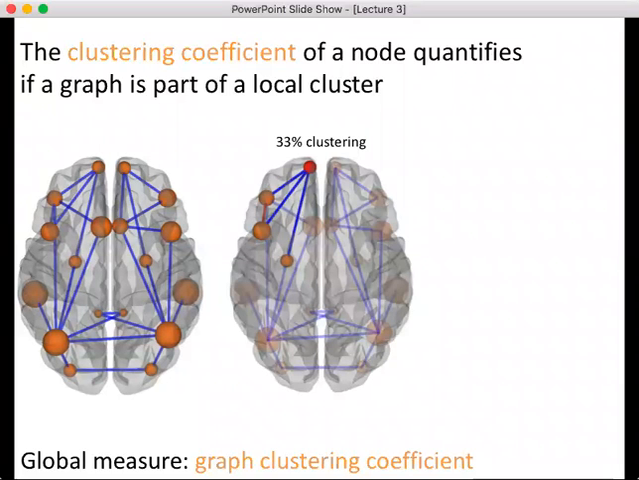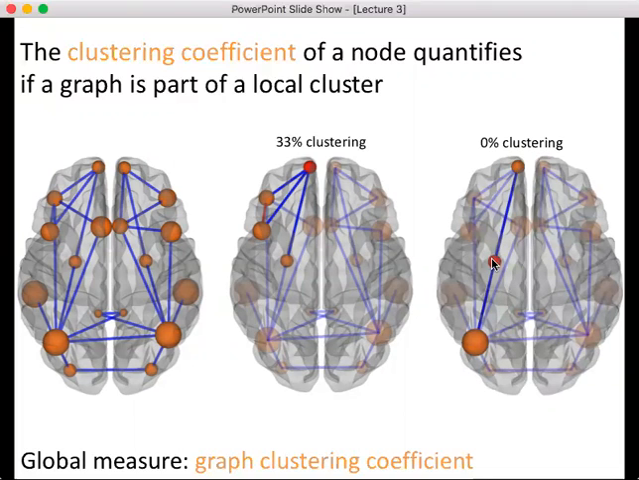So in practice, how do we calculate this? Given a certain node, we look at the neighbors of this node, in this case 3 neighbors. Let's say this node has 3 friends, so there are 3 possible friendships here, right? This could be friends with this, this could be friends with this, and this could be friends with this. But in practice, we observe that only these 2 are friends. So we have 1 out of 3 possible friendships or connections. So we have a 33% clustering coefficient. So we would say that this node is not very highly clustered.